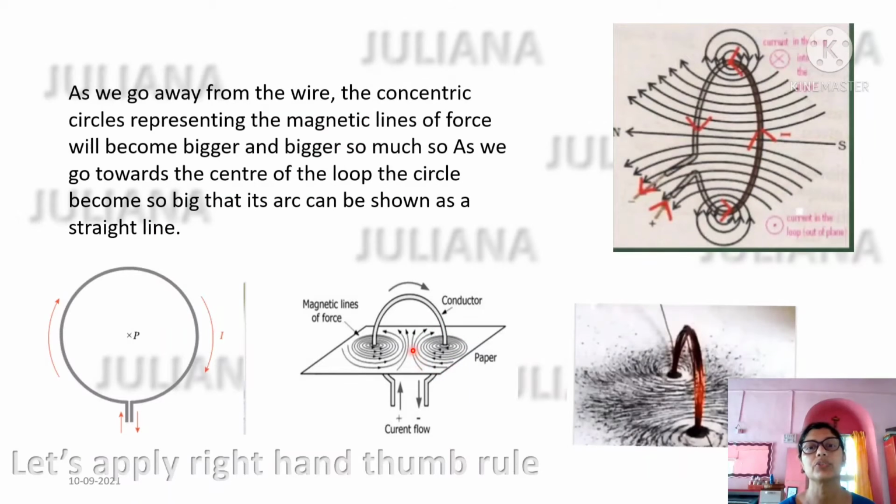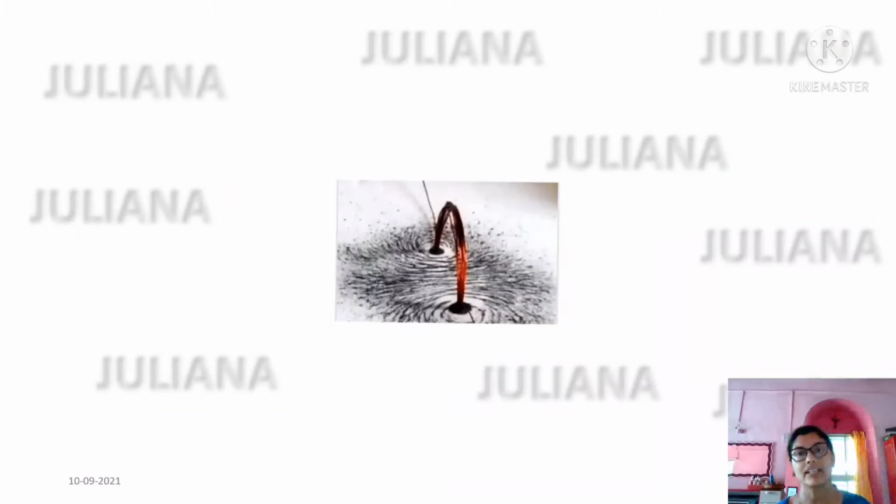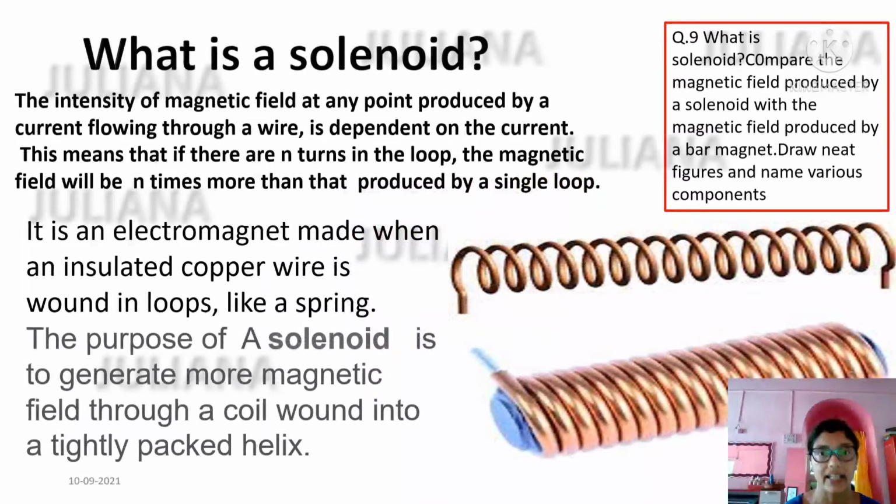Now what happens if you try and go to the center of this loop? If you come to the center of the loop, you will find that the concentric circles are becoming bigger and bigger. Ultimately, they are no more like an arc. They are almost like a straight line. So you find that the magnetic fields now have become more and more like straight lines, something like this. In the center, you don't really have many concentric circles. The magnetic fields now are produced in a straight line.